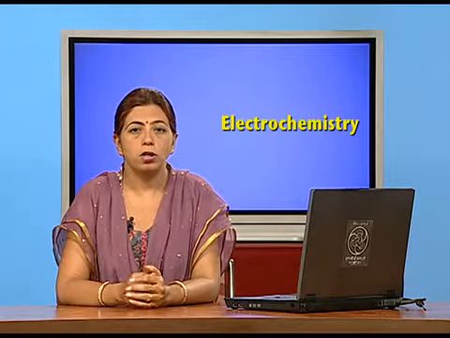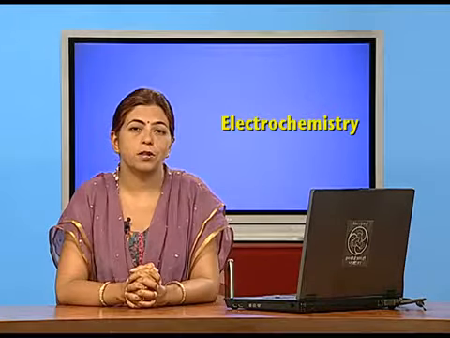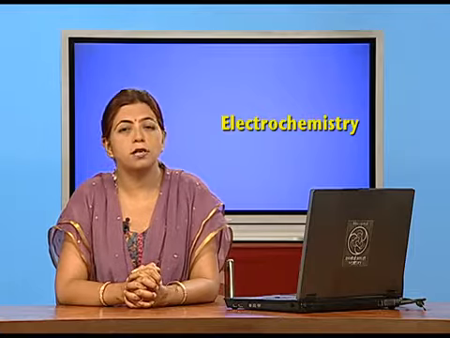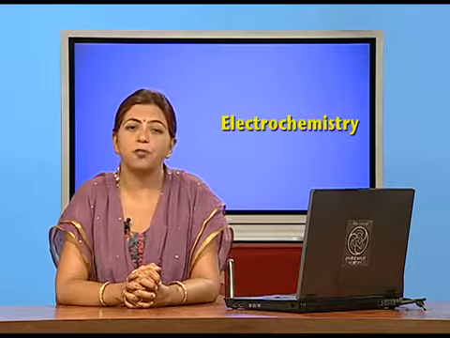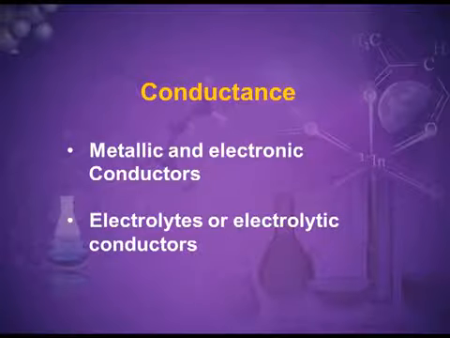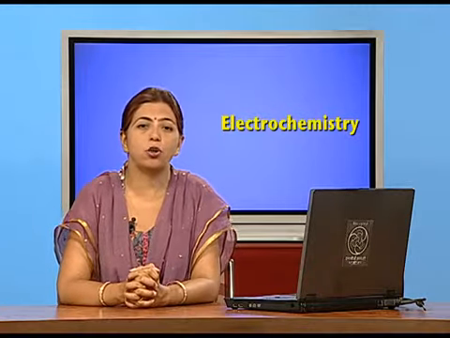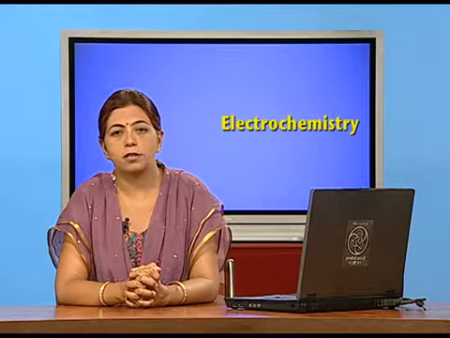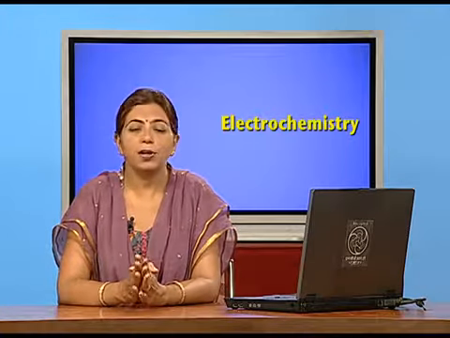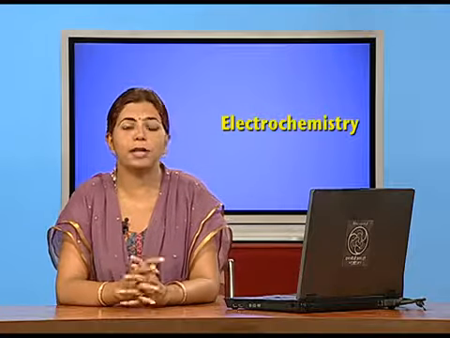We will now concentrate on the different types of conductors. There are two types of conductors: metallic conductors, which are also known as electronic conductors, and the other type of conductors are the electrolytic conductors. In this unit, we have to concentrate on the electrolytic conductors and electrolytic conductance. But prior to that, let me differentiate between the metallic conductors and the electrolytic conductors.